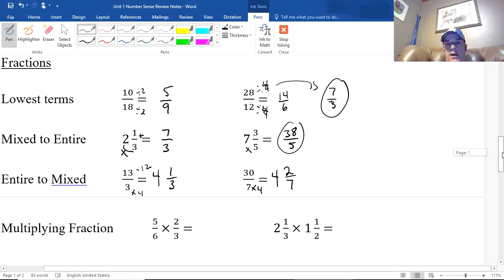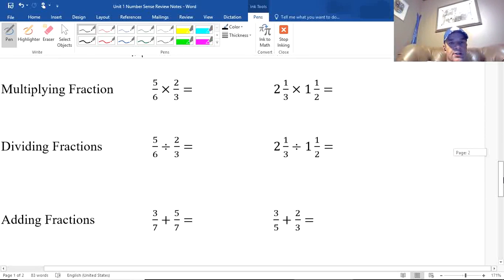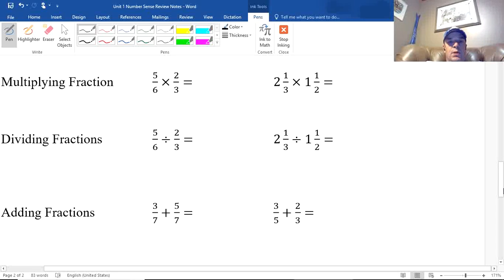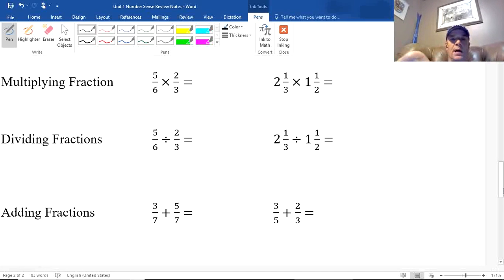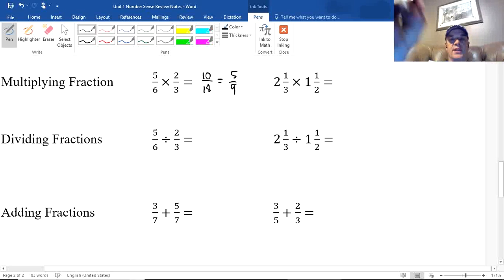All right, now we're going to move down to the next page, which is multiplying fractions. In multiplying fractions, it's really quite simple. Multiply the top, multiply the bottom. In this particular case, 2 times 5, or 5 times 2, is 10 over 6 times 3, which is 18. And of course, that can be reduced to lowest terms to be 5 over 9. We just did that one up above.